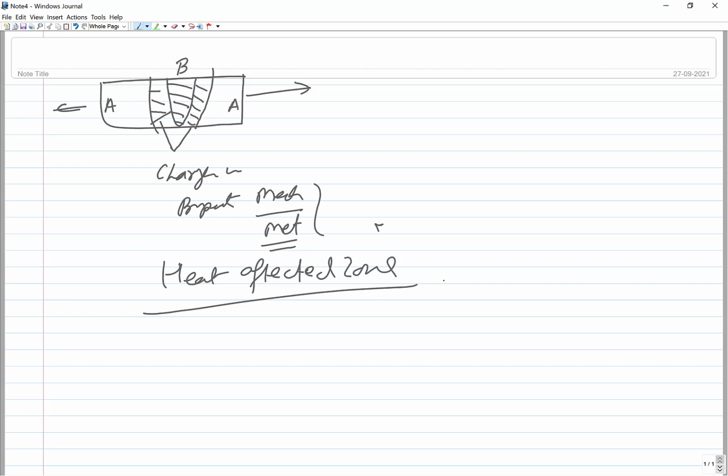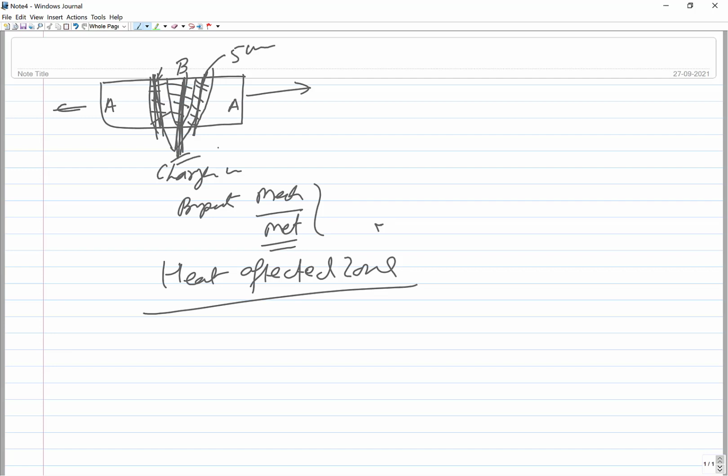This zone is usually very small. In typical steel weld joints it may be 5 mm on both sides. In aluminium it may be 10 mm because of the higher thermal conductivity. So what I was saying is, if your failure is occurring from the heat affected zone, then the heat affected zone needs attention for improvement in property. If the failure is occurring from the weld metal, then the weld needs attention.